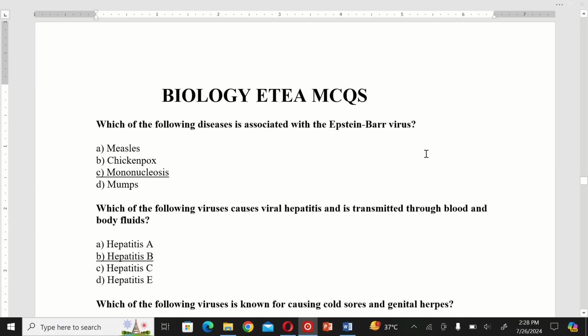Let's get started. So the first MCQ is: which of the following diseases is associated with the Epstein-Barr virus? A. Measles, B. Chickenpox, C. Mononucleosis, D. Mumps. So the correct option is C.